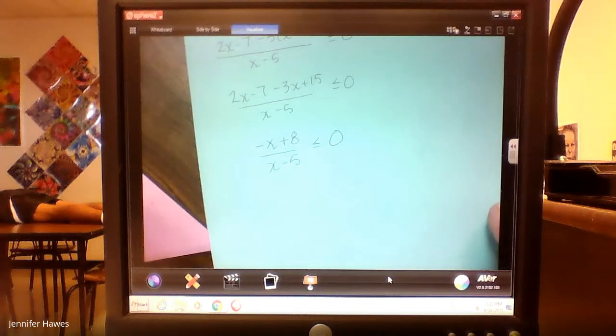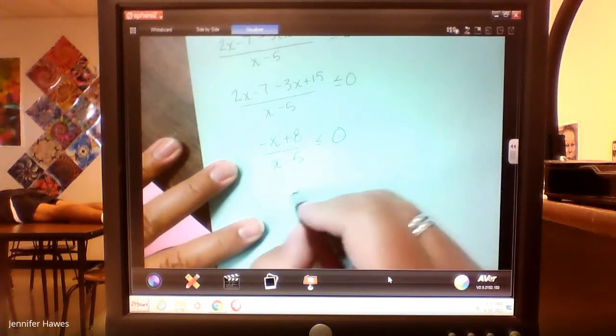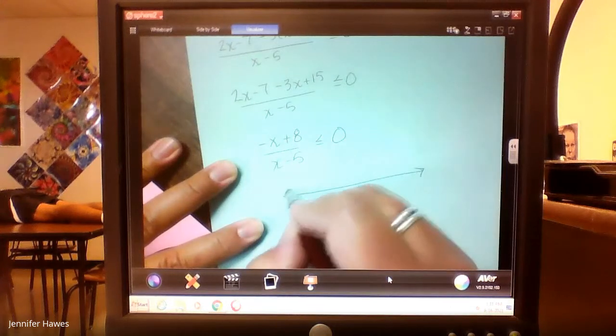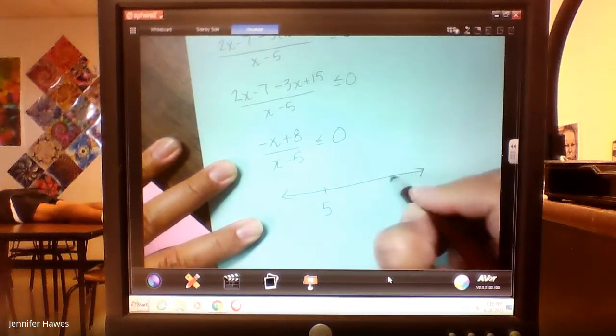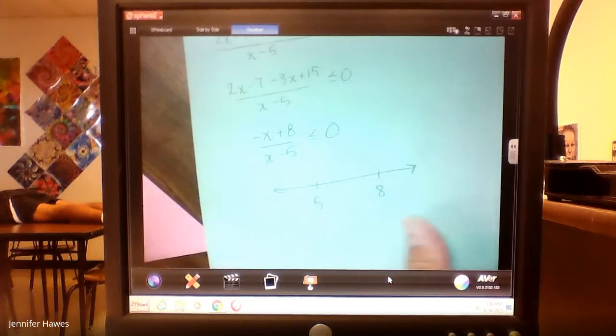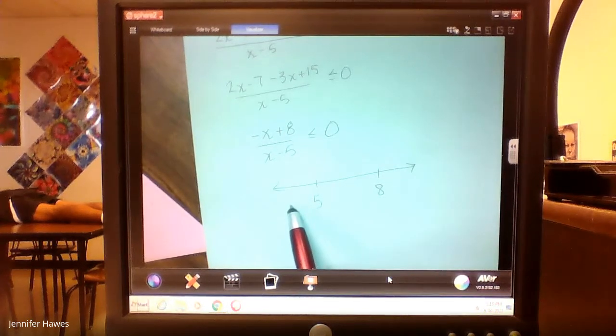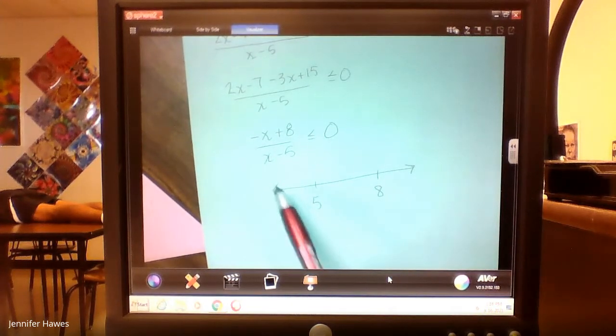Negative 8. Just a plain old 8, right? Yep. Okay, on the bottom, what makes that a 0? A 5. Okay, so now I'm going to put my little 5 here, and I'm going to put my little 8 right there. It's not negative 8. It's 8. Oh, wait, yeah. When I put an 8 in there, it becomes 8.